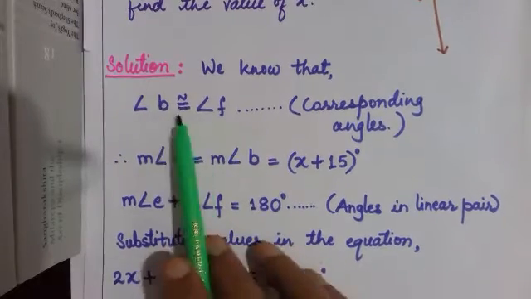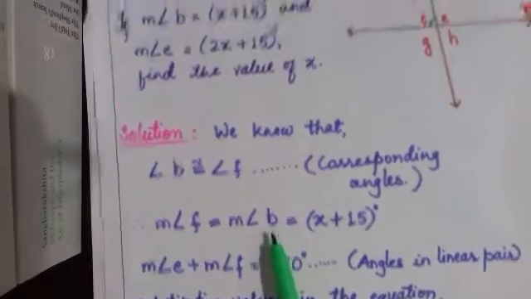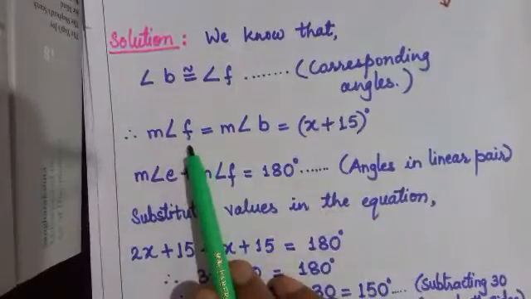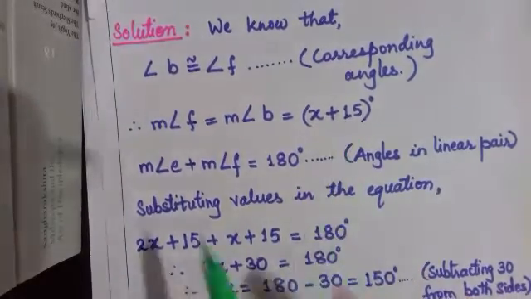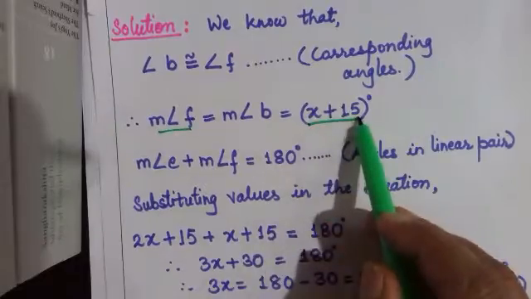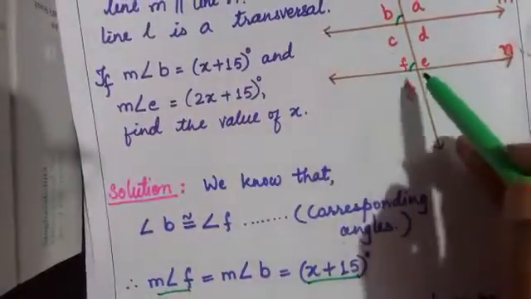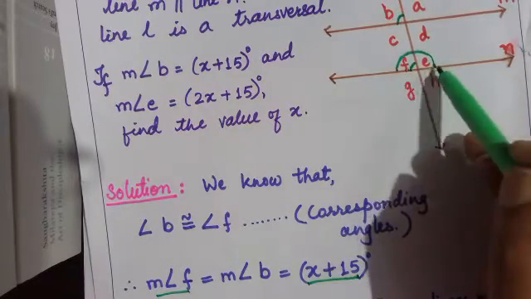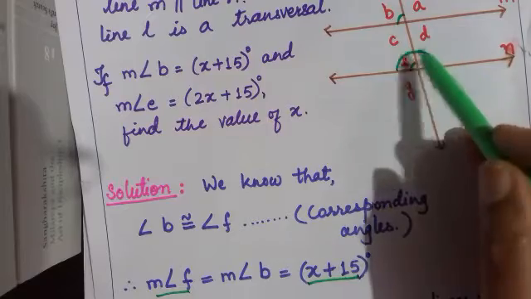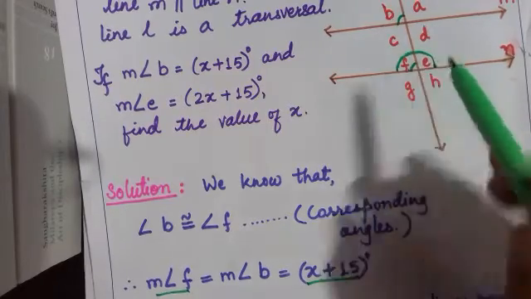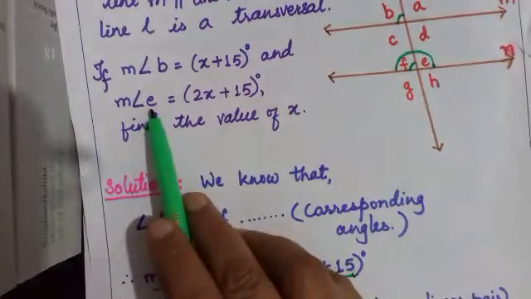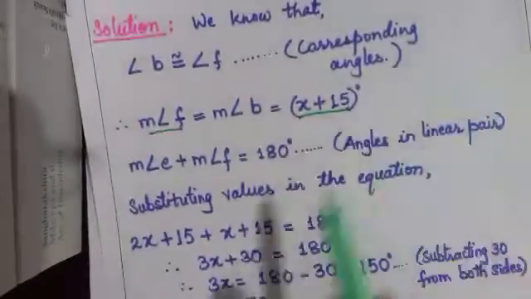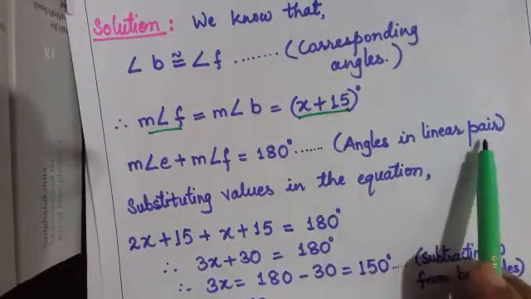As angles are congruent means their measures are equal, and in the question measure of angle B is x plus 15. So measure of angle F is also x plus 15, isn't it? And now we have angle E plus angle F. Together these two angles form a linear pair. Why have we taken E? Because angle E is given. So angle E plus angle F is equal to 180 degrees because they form a linear pair.